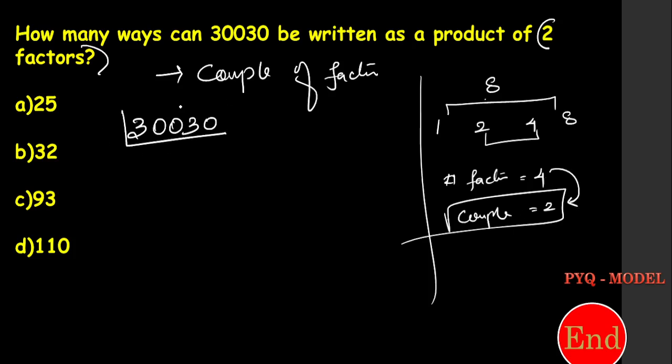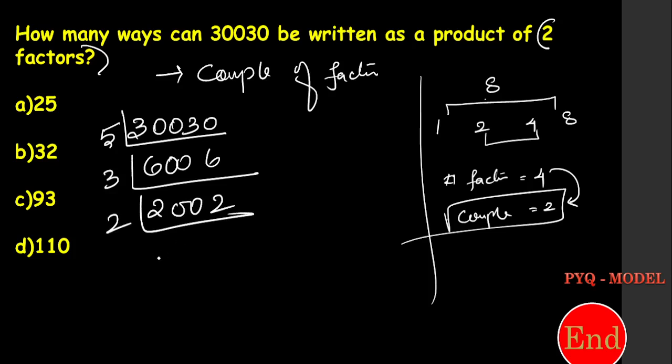Okay, just take 5 table, so 30, 6 times 6 fives are 30, 0. Again 6 times, sorry, here I need to take one more 0. 6 double 0 6. Let's take 3 table, 2 times double 0, 2 times. Now take 2 table, 1 double 0 1. Now here let's take 11 table, I'll get 91, 7 into 13 is 91.